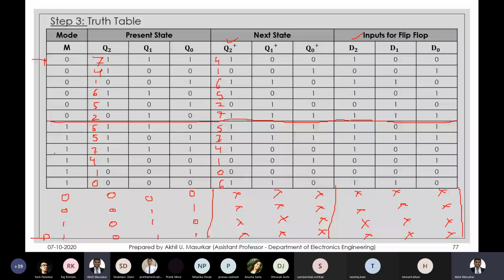Actually, this is also like a truth table, but we can say this is a transition table. So if TT is done, just type TT done in the chat box. And those who have copied this can go ahead with the K-maps.